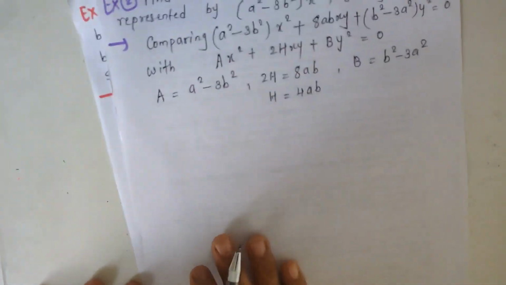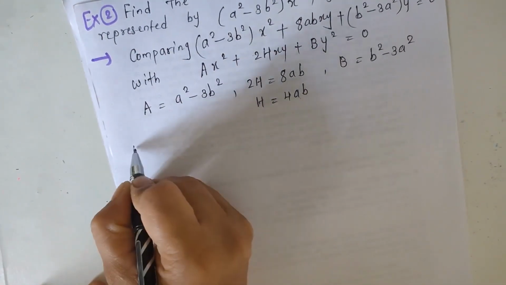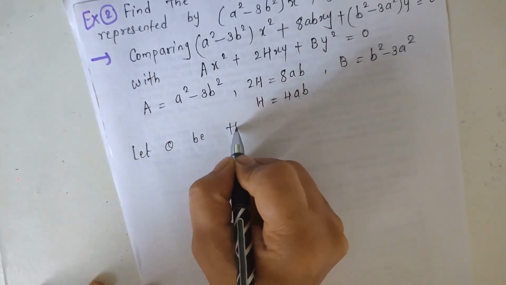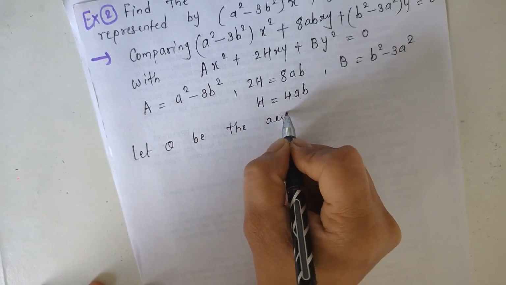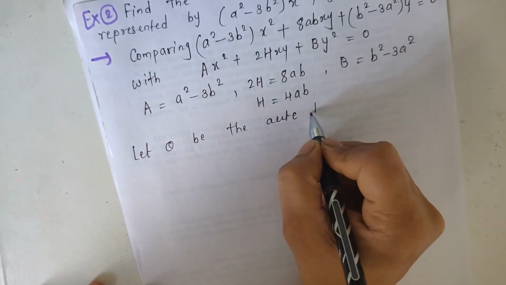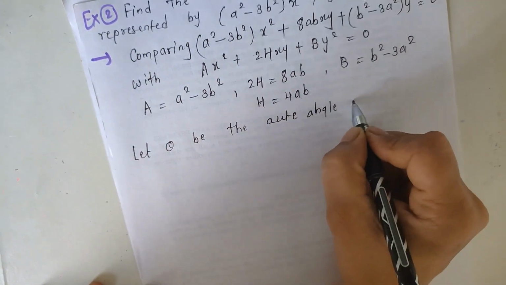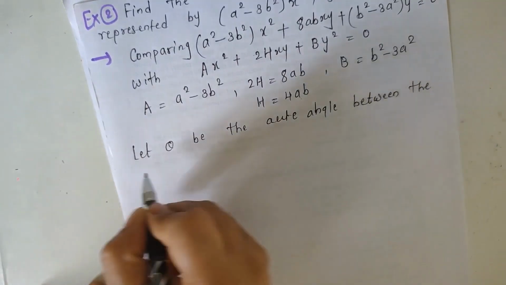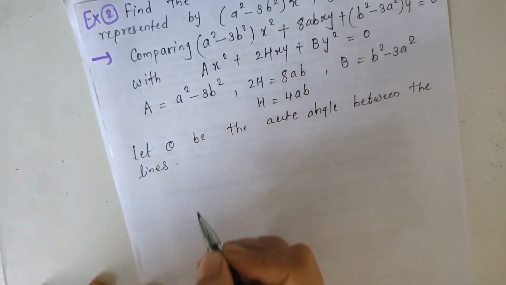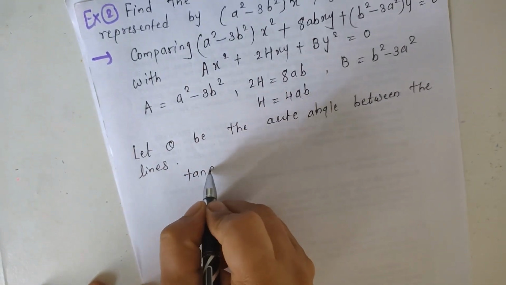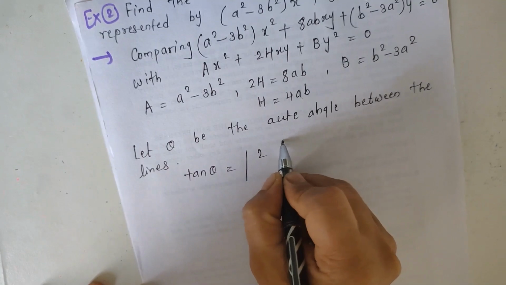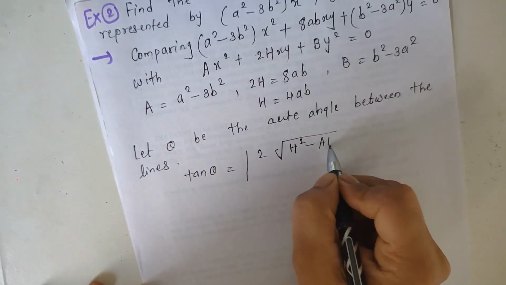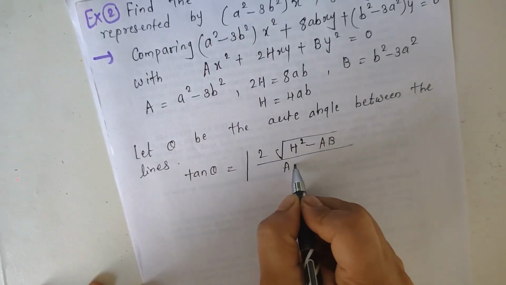So first, here consider theta to be the acute angle between the lines. So let theta be the acute angle between the lines. Then tan theta is equal to mod of 2 under root of capital H square minus capital AB upon A plus B.